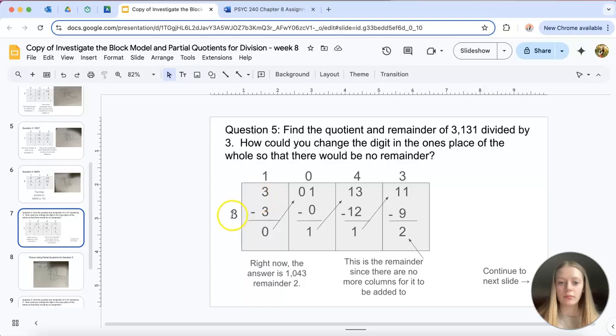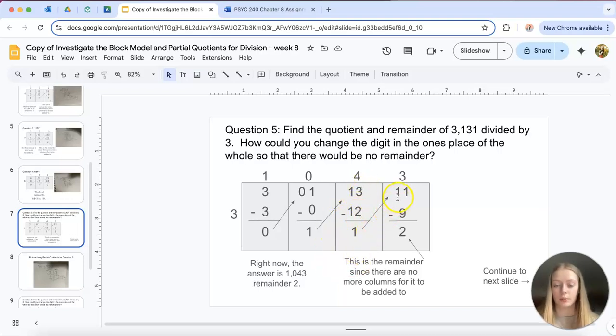I took 3 goes into 3 once. 1 times 3 is 3. That zeroes out. Bring the 0 over. 3 goes into 1 0 times. 0 times 3 is 0. 1 minus 0 is 1. Bring over the 1 to make the 3 a 13. 3 goes into 13 4 times. That's 12. Subtract it out, get 1.